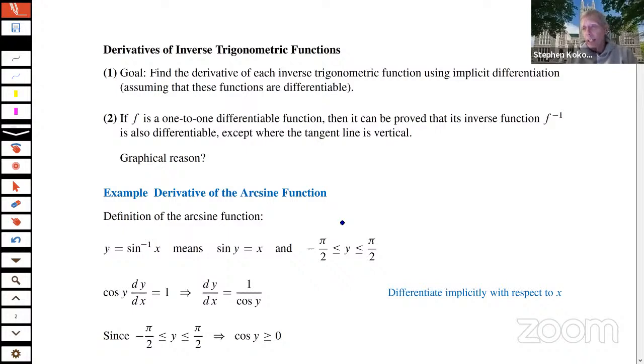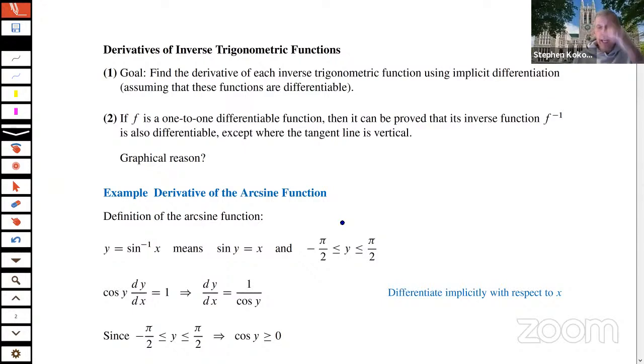How do I know whether or not a function's inverse is differentiable? Well, let's suppose f is a one-to-one differentiable function. Then it can be proved that its inverse function is also differentiable, except where the tangent line is vertical. So what does that mean? If I have a function that's one-to-one and differentiable, then it has to have an inverse, and its inverse is also differentiable, except where the tangent line is vertical.